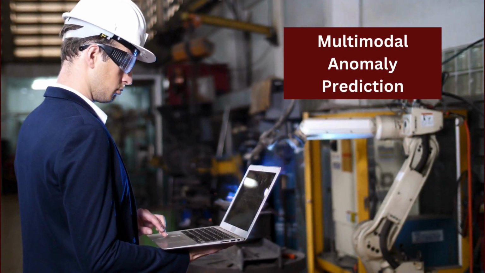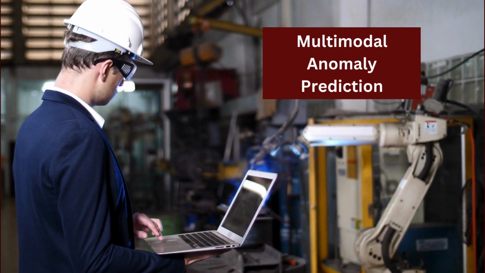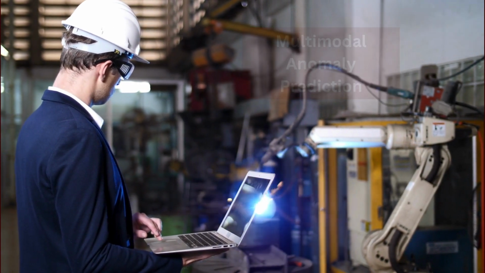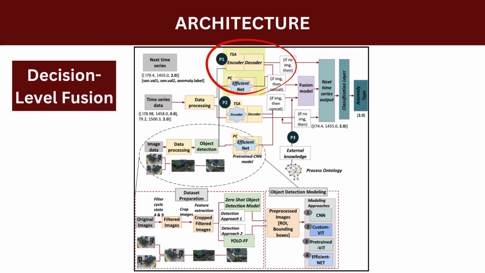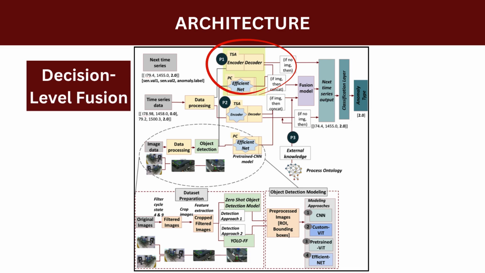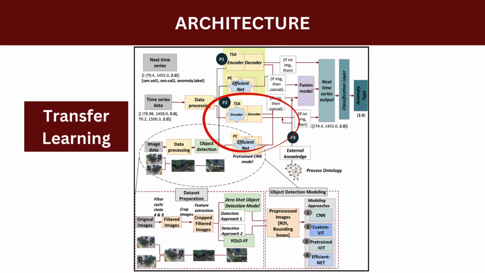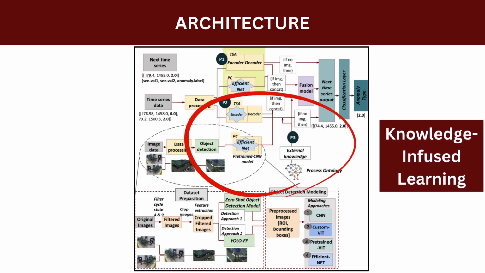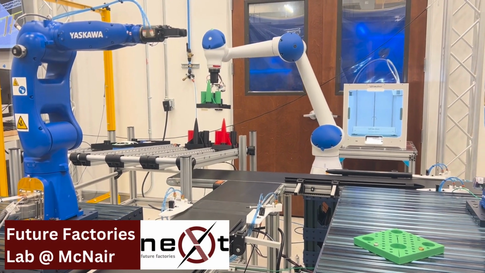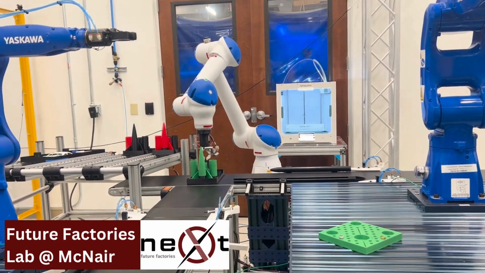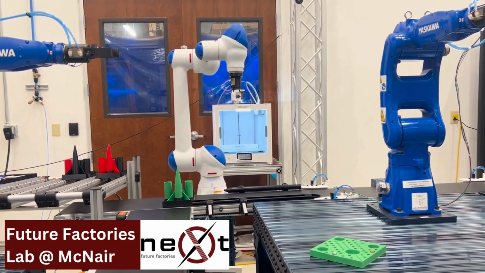We introduce a time series and image-based fusion mechanism that leverages decision-level fusion techniques. Our research builds upon three primary novel approaches in multimodal learning: time series and image-based decision-level fusion modeling, transfer learning for fusion, and knowledge-infused learning that utilizes the process ontology that we design and develop. We deploy the NSF-MAP and process ontology at the Future Factories testbed at the McNair Center, University of South Carolina.